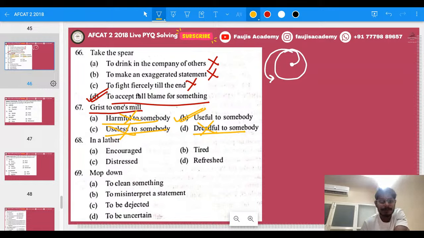In a lather. When are you in a lather? Let us say, if you are in a lather, what does it mean?